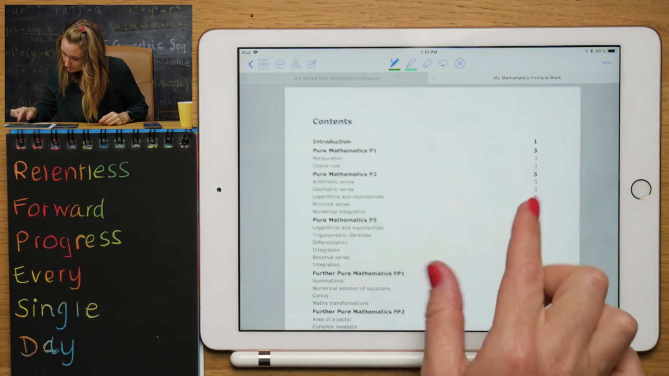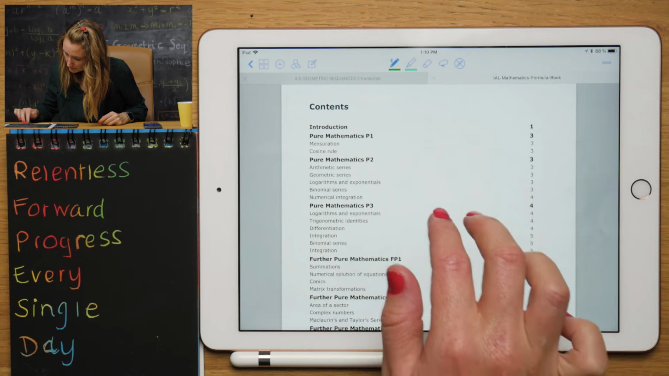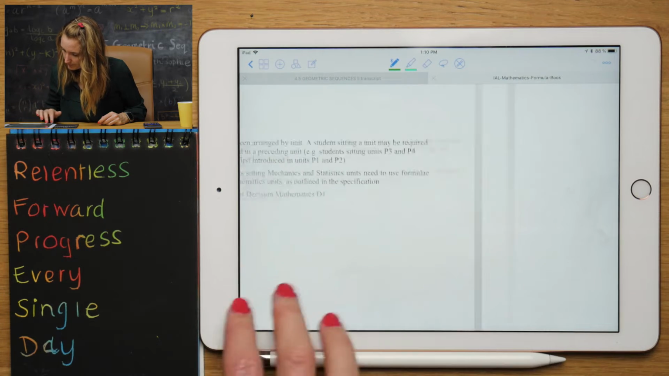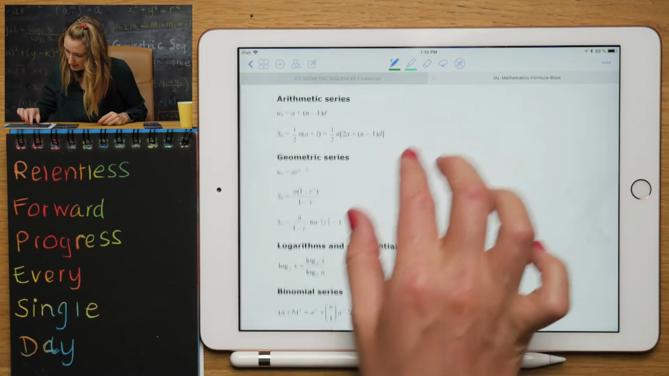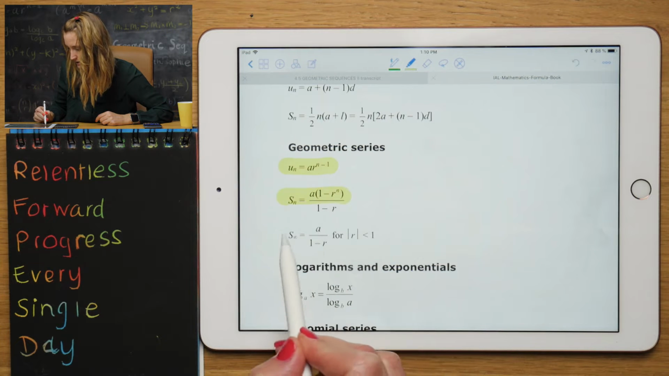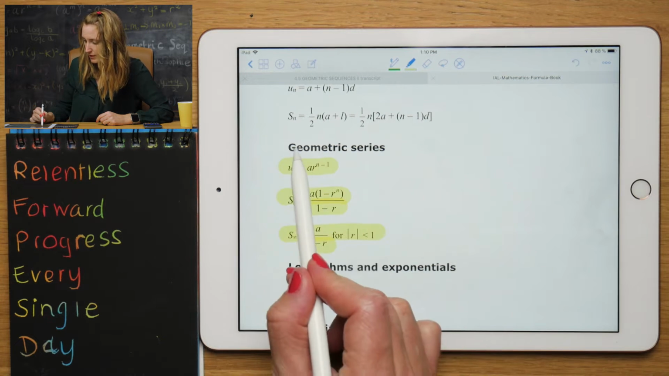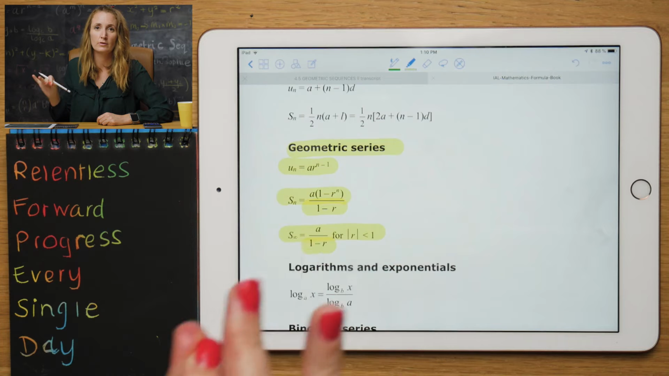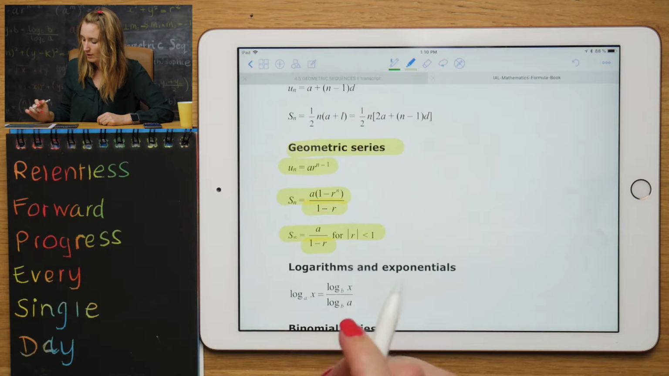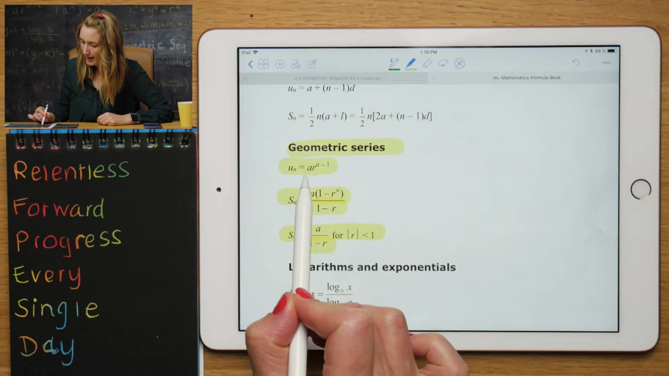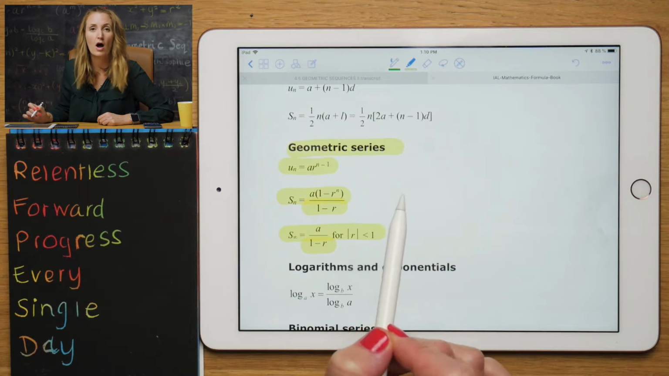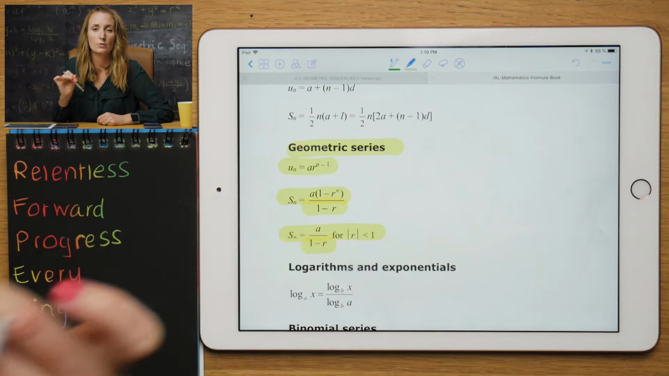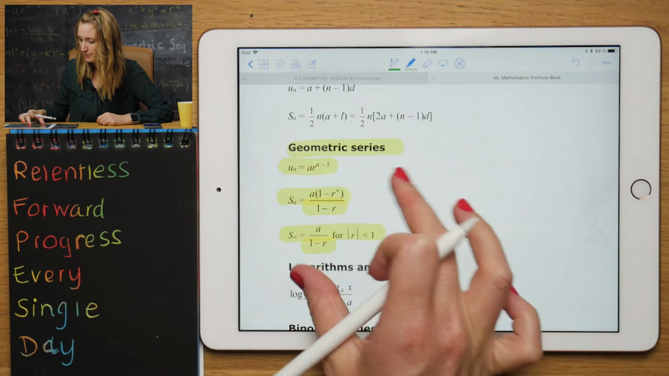Inside the booklet, you want to go to the formulas for P2. You see geometric series, so we want to be on page 3. Here in this section are listed the 3 formulas that you're going to need for geometric series. So it's useful to have this with you and to know where those formulas are, and that you don't need to learn them off by heart. We should already know what A is, that's the first term in the sequence, and what R is. R is called the common ratio, so R is for ratio, and that's what we multiply each term by to get to the next term.